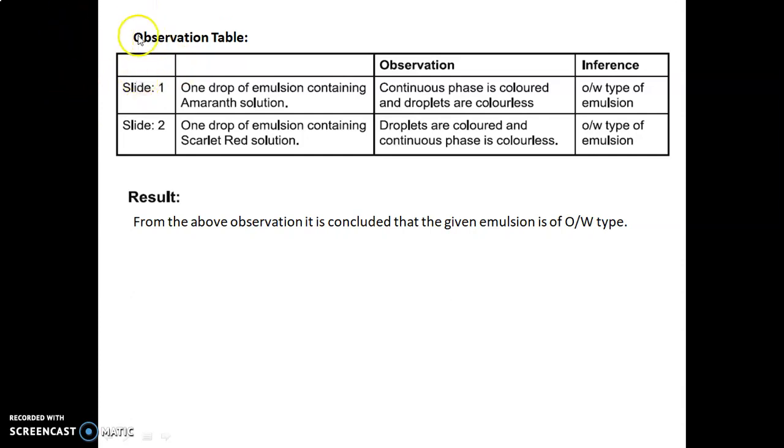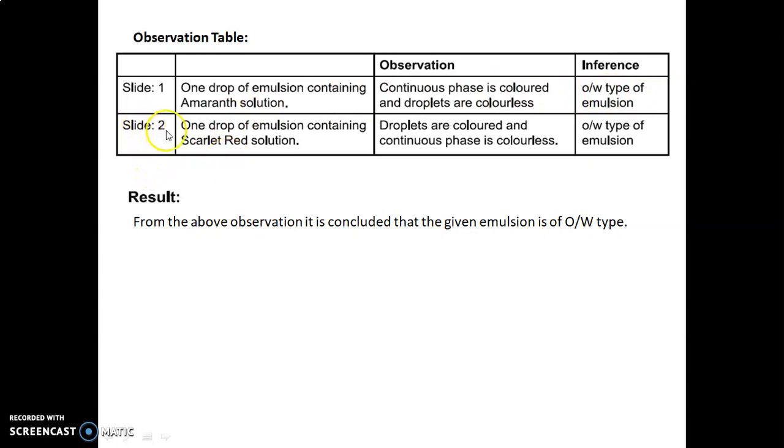So after performing the actual procedure, we have this observation table in slide 1. After the procedure we saw this observation in the first measuring cylinder, that is 1 drop of emulsion containing amaranth solution. The observation is that the continuous phase is colored and the droplets are colorless. So the inference is that this is O/W type of emulsion, means oil in water, in which oil is the internal phase while water is the external phase.